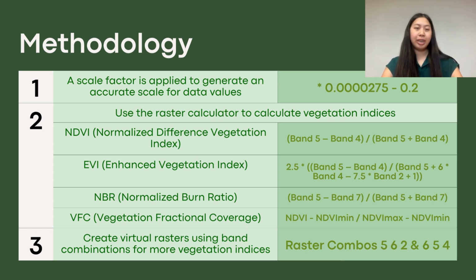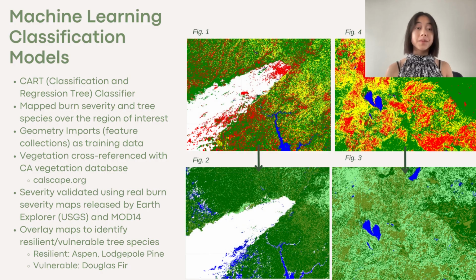For our methodology, we calculated 4 different vegetation indices: the Normalized Difference Vegetation Index, Enhanced Vegetation Index, Normalized Burn Ratio, and Vegetation Fractional Coverage. We then visualized band combinations that were used to review more vegetation indices. The last point in our methodology trifecta was the use of supervised ML models, namely a CART, or classification and regression tree predictive algorithm, to map burn severity and tree species over the regions of interest. CART utilizes a decision tree where each fork is a split in a predictor variable and each end node contains a prediction for the outcome variable.